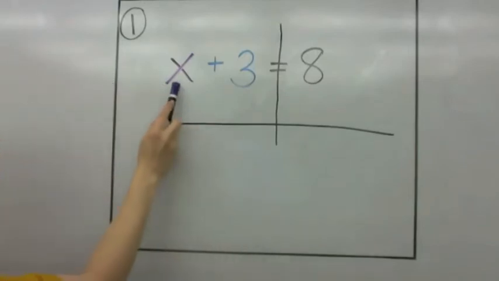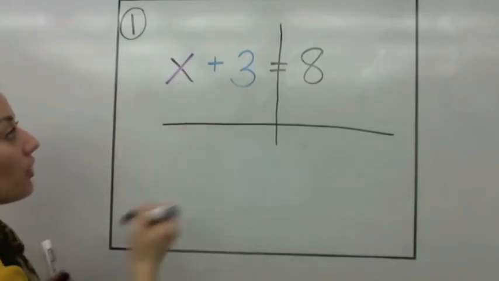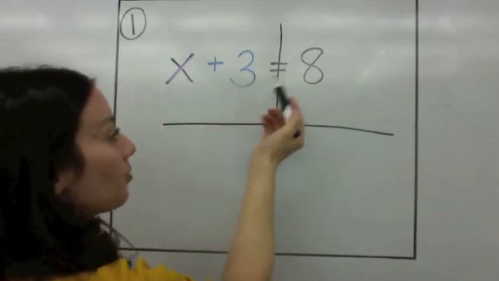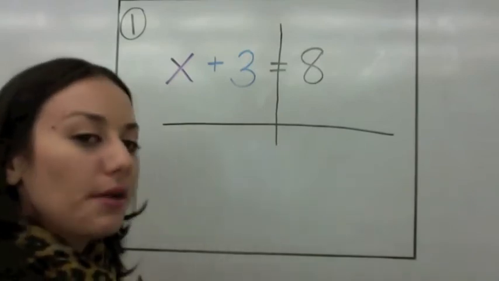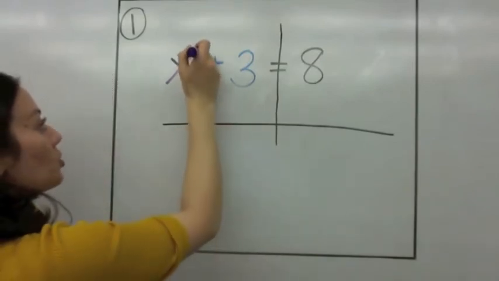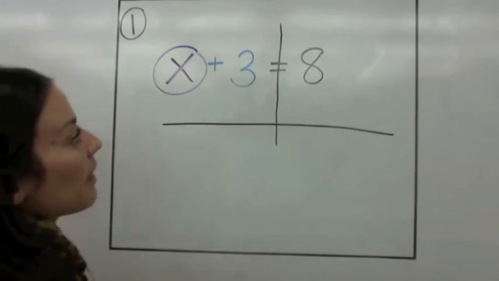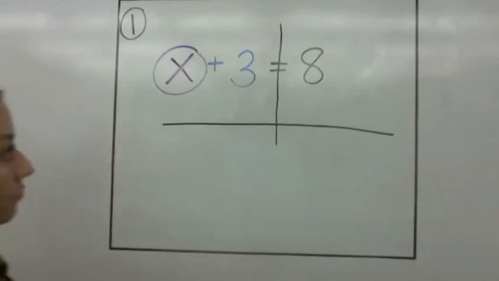Now we want to figure out what x is, right? Solve for x. What number plus 3 would give you 8? So I want you to circle the x. You're trying to find that, okay?